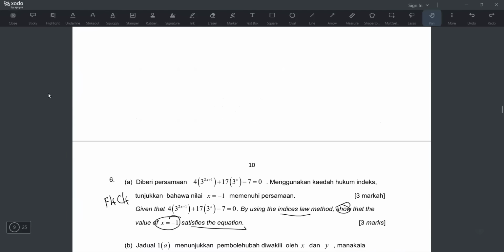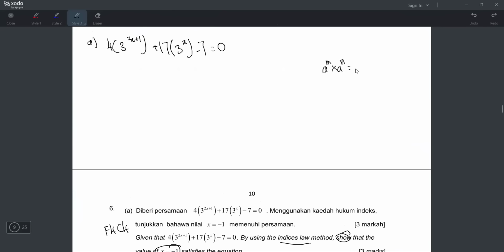All right, first thing, let's write the question. 4 bracket 3 power 2x plus 1 close bracket plus 17 bracket 3 power x minus 7 equals 0. When we do this kind of indices question, we have to break everything apart because it's a plus minus question. In the law of indices, the first law you learn is a power m times a power n becomes a power m plus n.